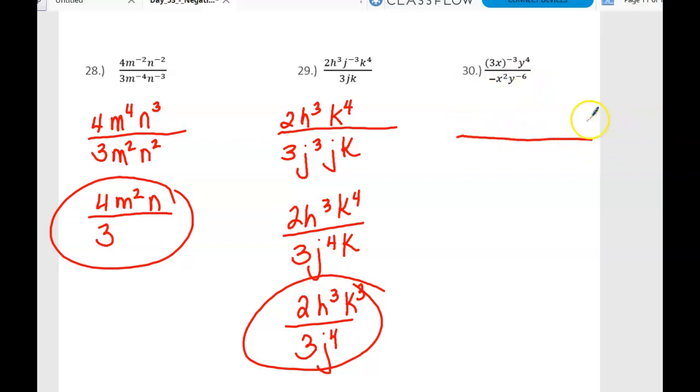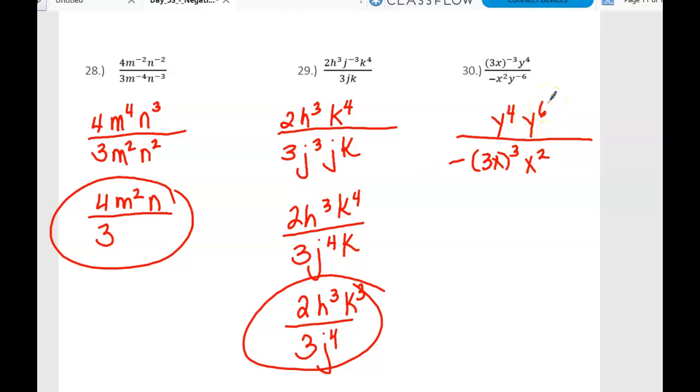Again, I like to start with my fraction bar. Because the 3x is to the negative 3, I'm just going to pull it down and make it positive. And then up top, I have my y to the fourth. On the bottom, I have a negative, so I like to pull that out front so you don't think it's actually subtraction, so it's like a negative 1 coefficient. And you've got your x squared, and since we have y to the negative 6, I'm going to pull that up and make it positive.